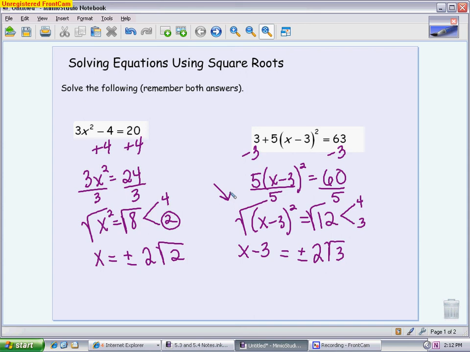So I have one very short step left to take. I need to move the minus 3. So I'm going to add 3 to both sides. So x equals plus or minus 2 radical 3 plus 3. And I can't add those together because the first one has a radical and the second one doesn't, so they are not like pieces that can add together. My answer looks longer, but it is correct.